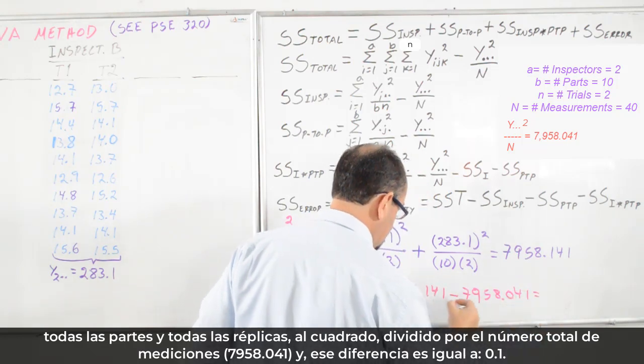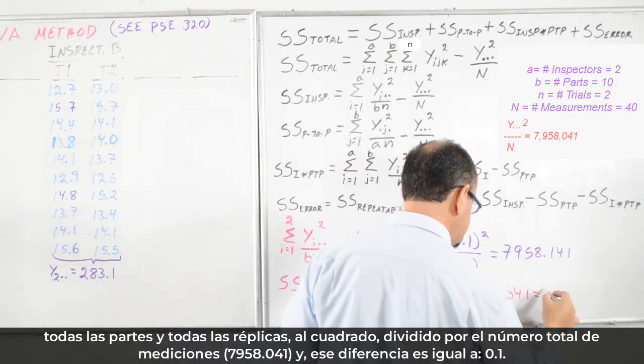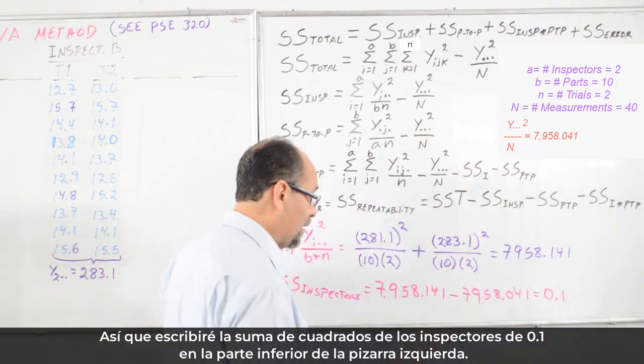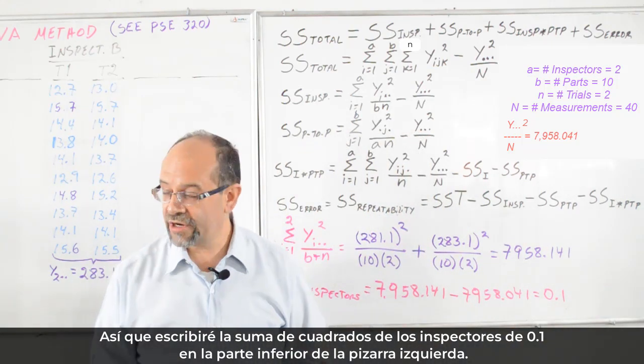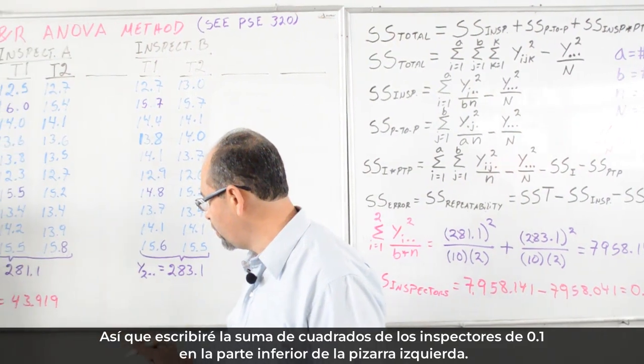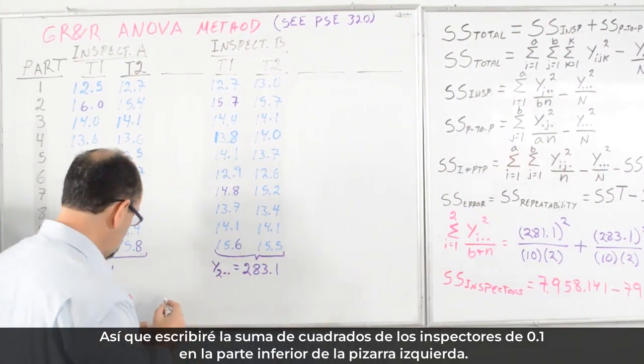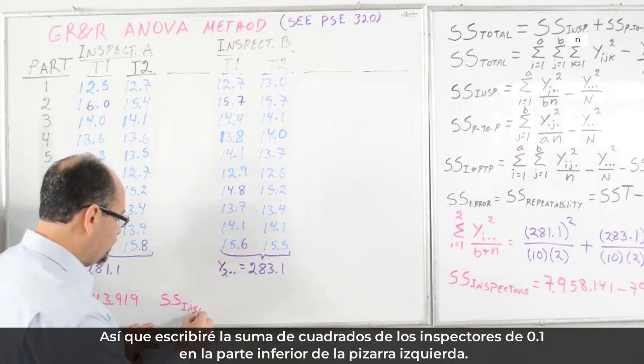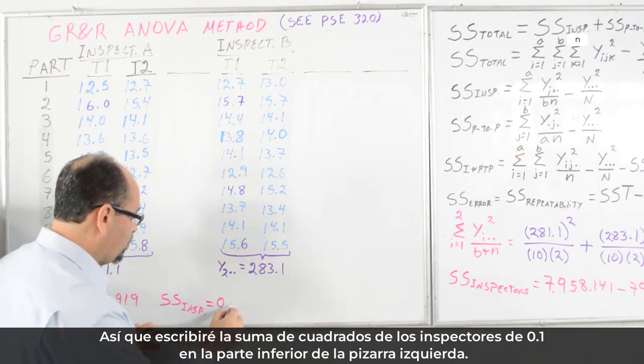7,958.041. And basically that difference is equal to 0.1. And that value will be the sum of squares of the inspectors, which I will put here: the sum of squares of inspector is equal to 0.1.